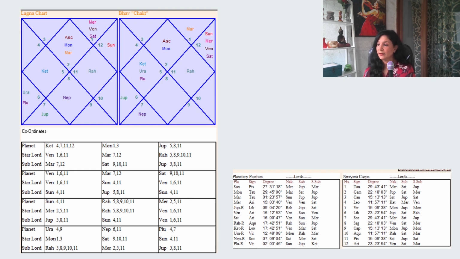Then the 9th house script. Again Jupiter. So Jupiter is showing 5, 8, 9, 11. So Bhagya support is there. Guru blessing is there. He can give good solutions and guidance.